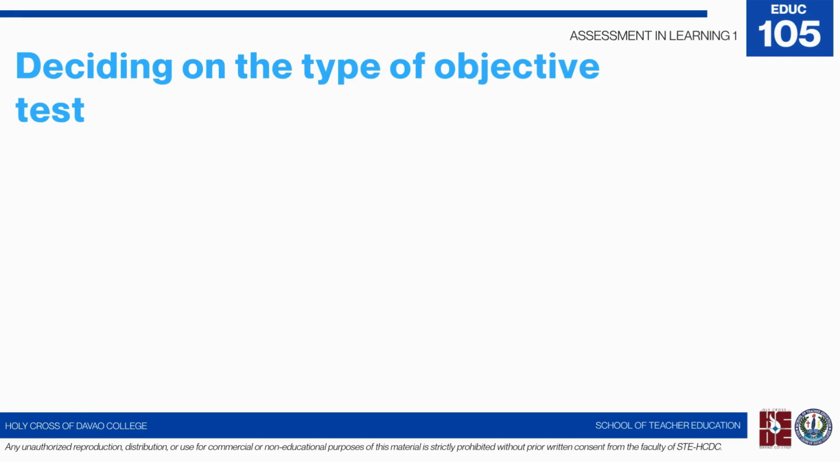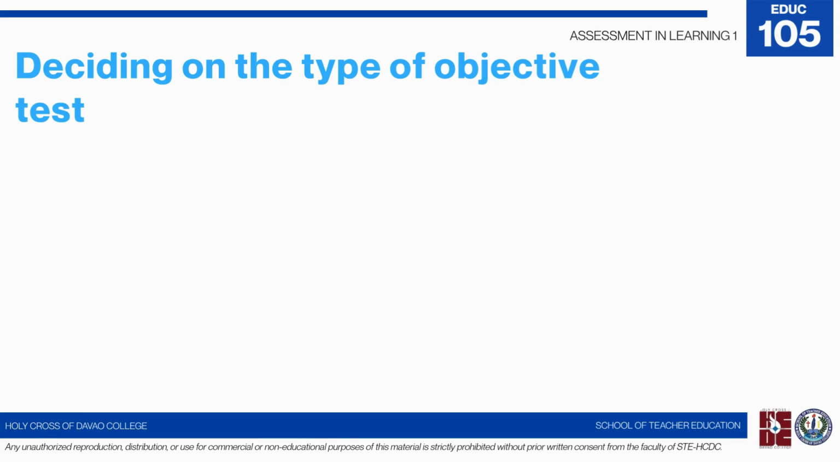So for remembering, we can have an item that has a matching type or true or false. That would also depend on the ability of our learner, the level of our learner. A purpose of assessment is to measure students' ability to remember previously learned information. So for understanding, we can also have matching type, true or false, or modify, or multiple choice. And applying can also have the same. However, we can also use applying in essay and problem solving.